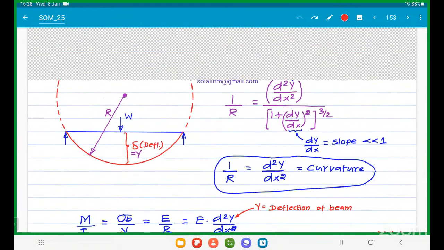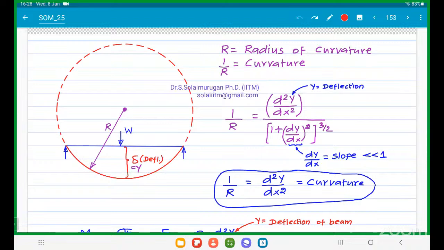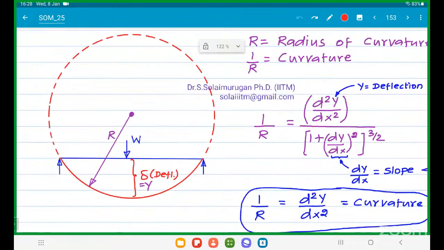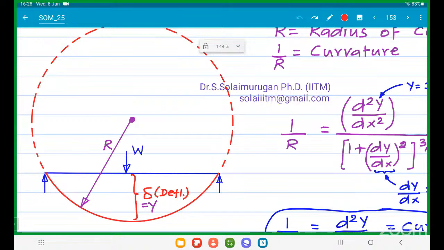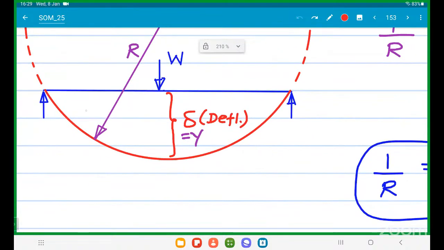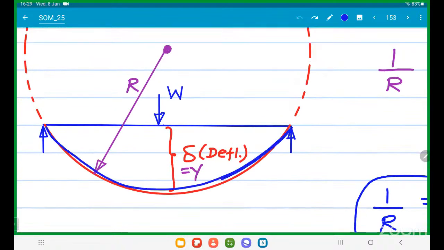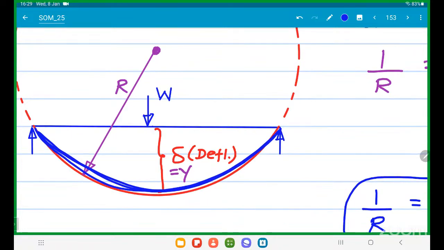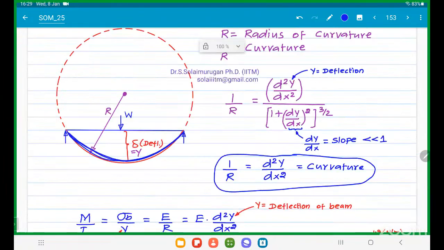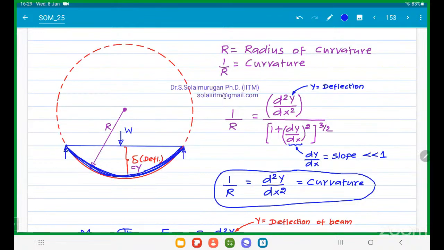Okay. Sir, what do you mean by radius of curvature? Imagine there is a simply supported beam, blue color, right? Central point load, so it is bending. The beam is bending like this. Now we are going to draw a circle such that it is completely sitting on the deflection curve. The radius of this imaginary circle is nothing but the radius of curvature. So 1 by r is nothing but curvature.